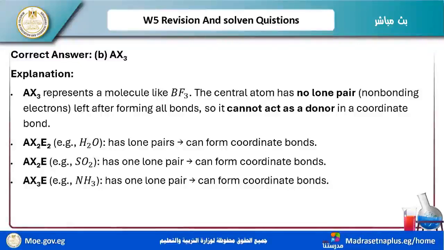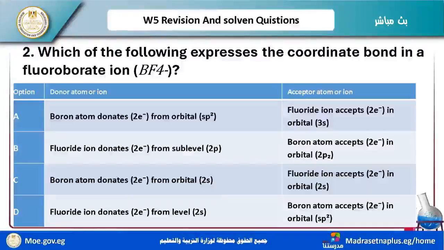AX2E, like H2O, has lone pairs and can form coordinate bonds. AX2E, example SO2, has one lone pair and can form coordinate bonds. AX3E, example NH3, has one lone pair and can form coordinate bonds. Now it is easy to know how you can define the lone pair and bond pair, and you can benefit from these configurations to define which one can form coordinate bonds.